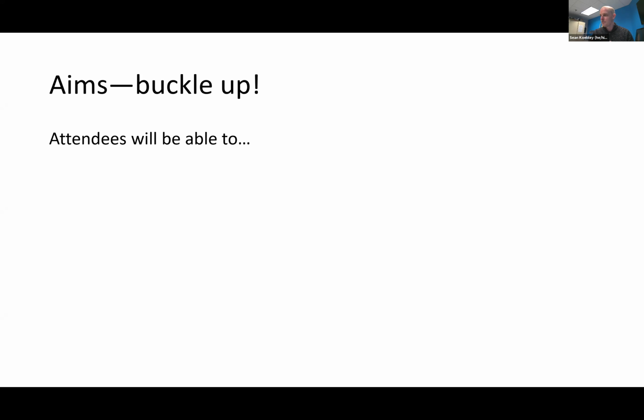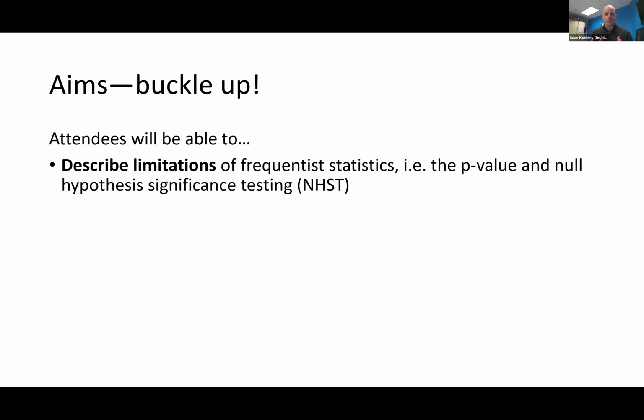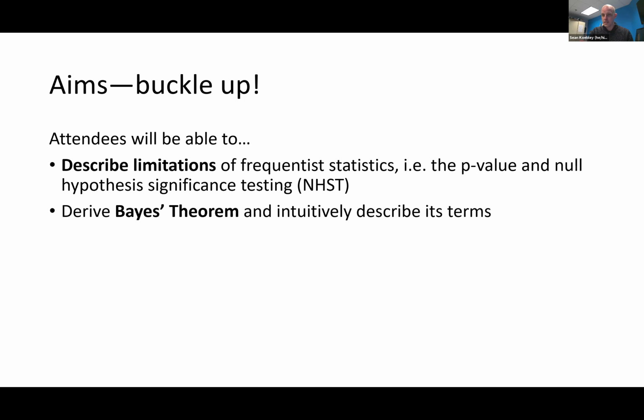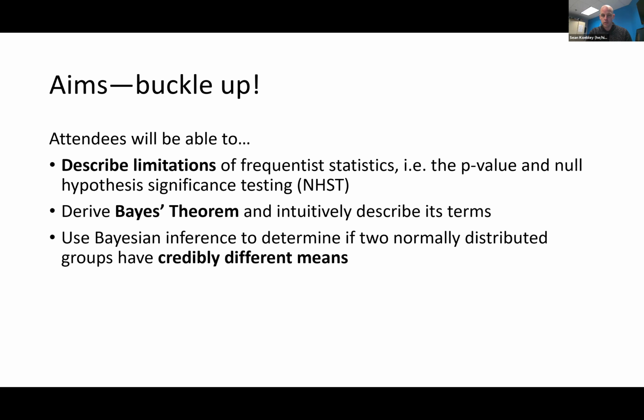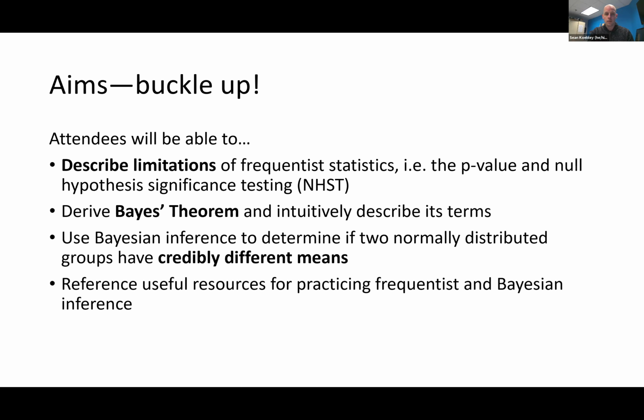Okay. So our aims today are, first, we're going to describe some limitations of frequentist statistics or the p-value and null hypothesis significance testing. And then we're going to derive Bayes' theorem and intuitively describe its terms. We're going to use Bayesian inference to determine if 2 normally distributed groups have credibly different means. This is one of the classic uses of the p-value. I want to see how Bayesian inference can do with that. And throughout the talk, we're going to be referencing useful resources for practicing frequentist and Bayesian inference.